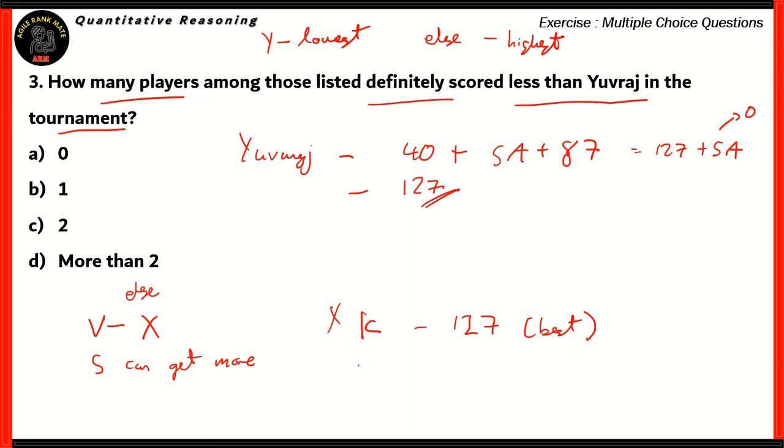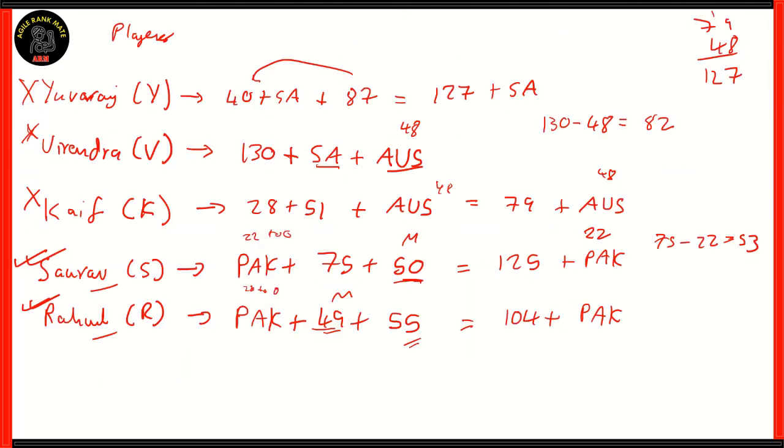So let's look at Rahul. Now in Rahul's case, he scored 49 and 55 against South Africa and Australia respectively. So that gives him 104. Now against Pakistan, we don't know his score, but we do know that Kaif scored 28 against Pakistan, and that was the third highest score. And the rest of the team scored 22, so therefore it's possible that Rahul scored 22. We're looking at scenarios here, so we're trying to take the best scenario possible.